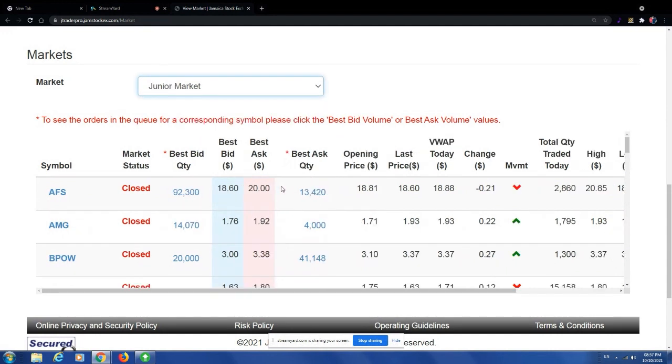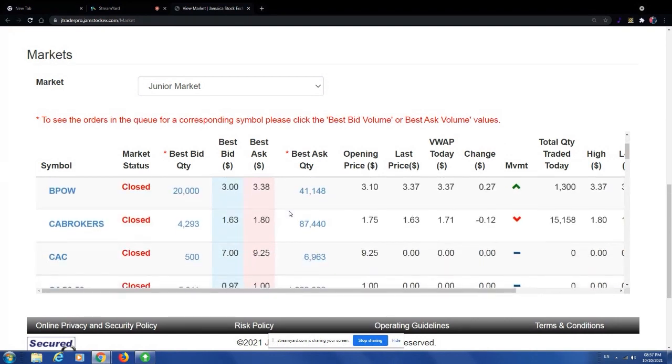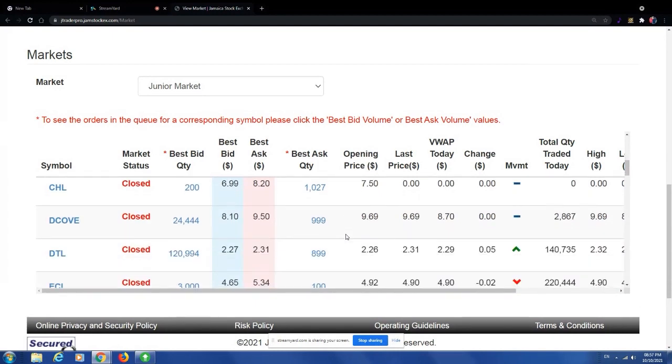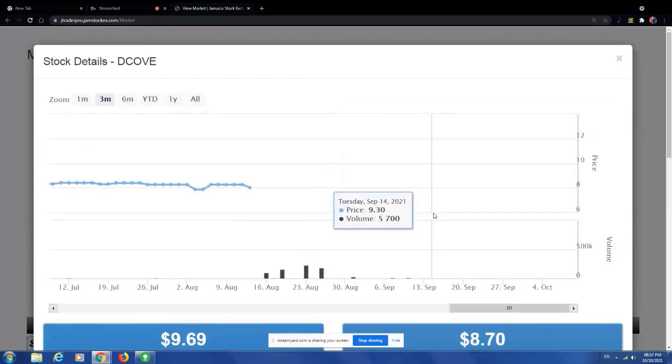So when we go to the junior market, same premise. This is all JMD, guys. For those persons who are watching from other countries or wondering what we're talking about, this is JMD, Jamaican dollars. You see the same display information. I don't know why you don't like companies' names. But as I said, I look at Dolphin Co, for example.